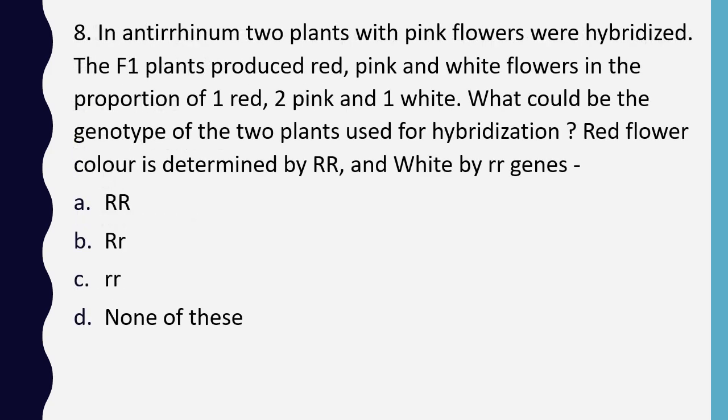Question number 8. In Antirrhinum, two plants with pink flower were hybridized. The F1 plants produced red, pink and white flower in the proportion 1:2:1. What could be the genotype of two plants for hybridization? Option A, capital R, capital R. Option B, capital R, small r. Option C, small r. Or option D, none of these. Correct answer is option B, capital R, small r.